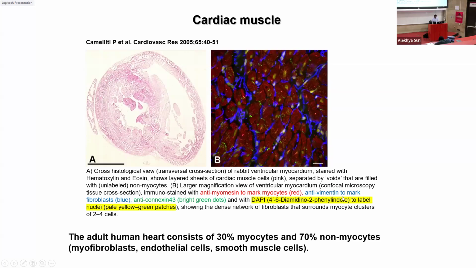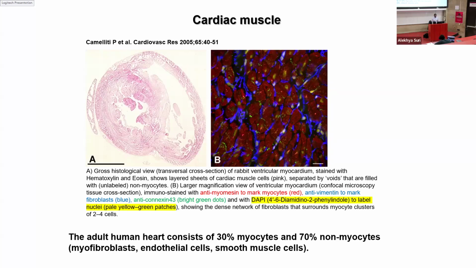And then the blue marks the fibroblasts, which is anti-vimentin. You will also see some green, which is connexin 43, and DAPI in yellow-green patches. So what it indicates is that if you take a section of the heart and look for the myocytes and non-muscle cells, you will see a large number of myocytes. I mean, a large area of myocytes, not numbers.